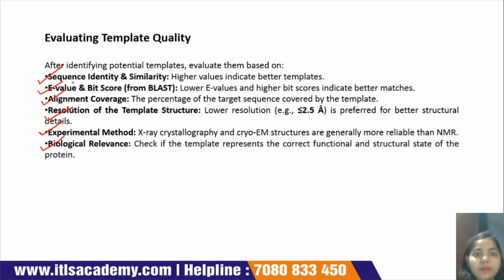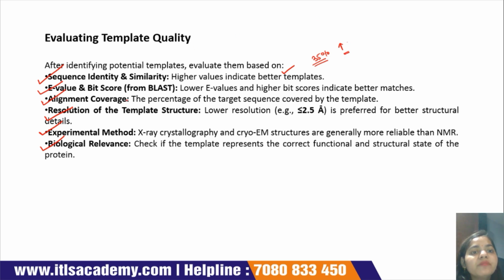First, sequence identity and similarity. A high value, more than 30% sequence identity, gives a best or highly accurate model. A higher value indicates a better template. Whenever the identity and similarity are 35% or more, the structure is more accurate.